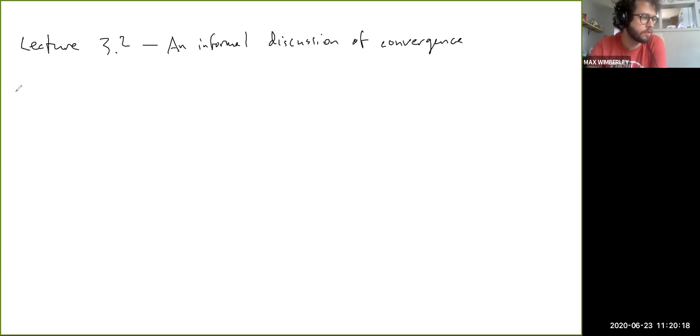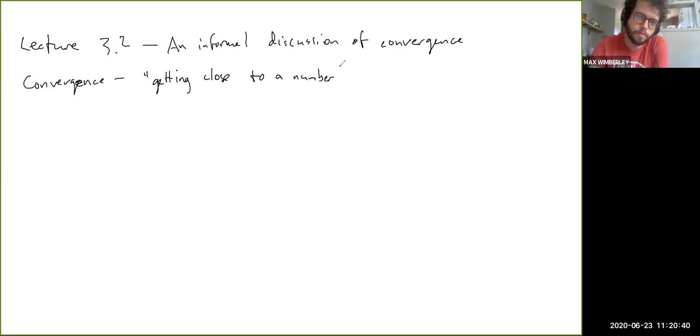So basically, informally, convergence is supposed to be something along the lines of getting close to a number, which we call the limit, or tending towards a limit. Now, these phrases are not nearly precise enough for us to do anything with them, and I'm going to illustrate why for you a little bit.